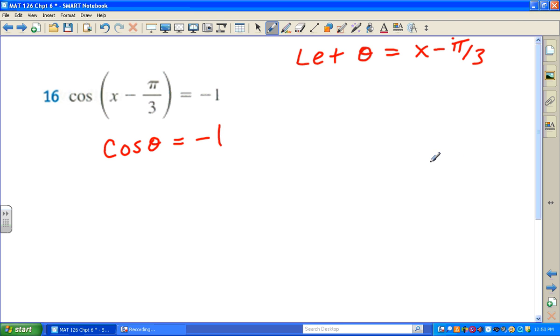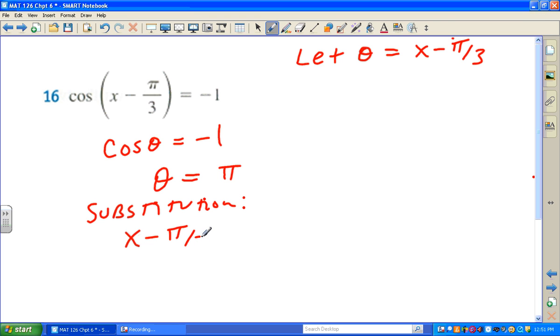Cosine theta equals -1. Yeah. So theta equals pi, plus 2 pi n. So I'm going to make my substitution. I'm going to say that x minus pi over 3 equals pi plus 2 pi n. What about negative pi? It's in there. If n equals -1, it's in there. What about 0? That's where cosine equals 1, not -1.